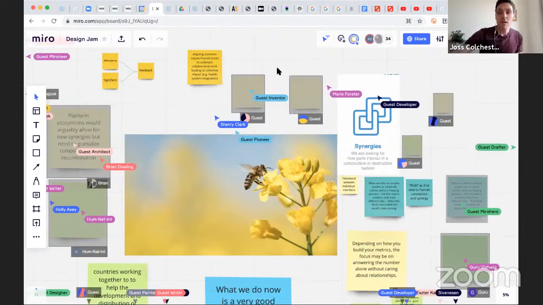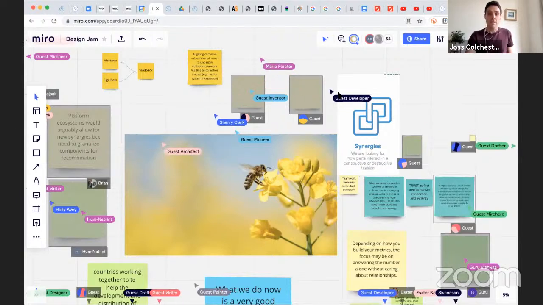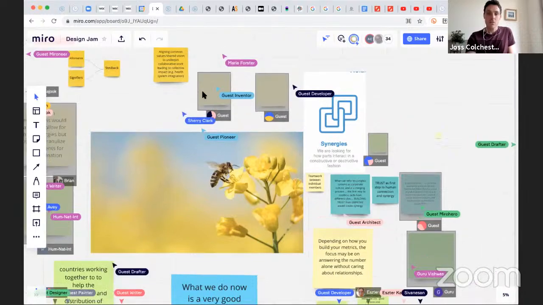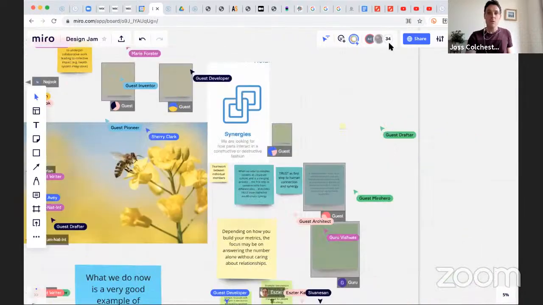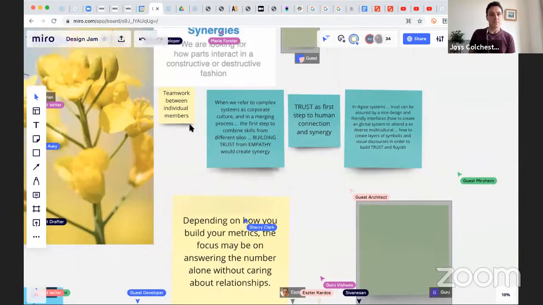Okay, I'm going to take a look at some of these. If you still have ideas, keep posting them up, and we'll try and get to those. Okay, so teamwork between individual members. Do you think that's something we can design? Anybody? Can we design teamwork?